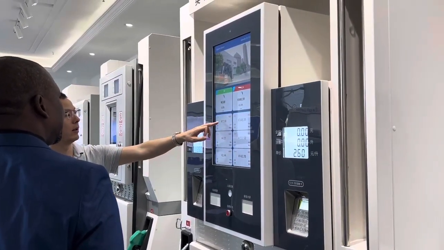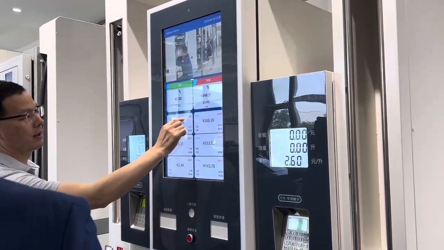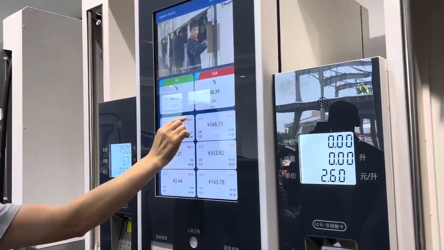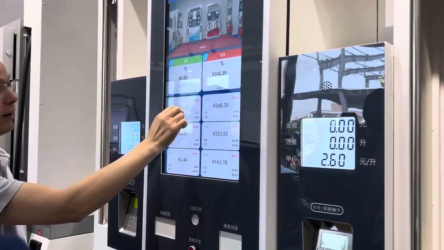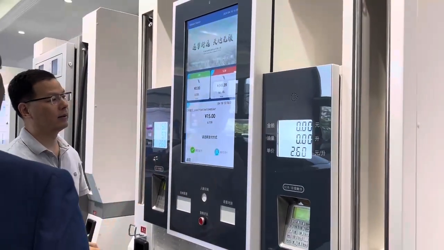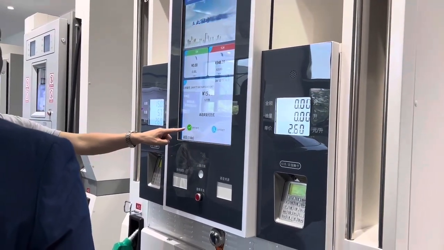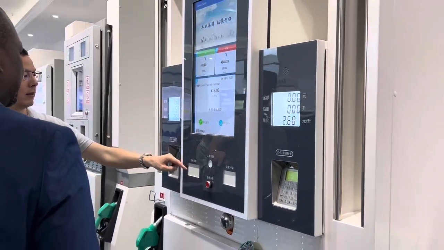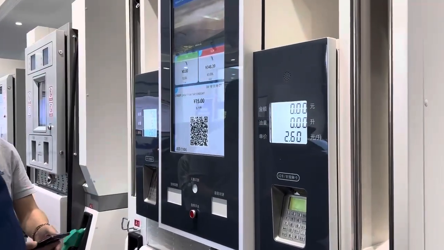Okay, look at this one. 50. This Chinese is unpaid. Unpaid. Okay. So please choose the payment mode, WeChat or Alipay. For example, you choose the WeChat and scan.